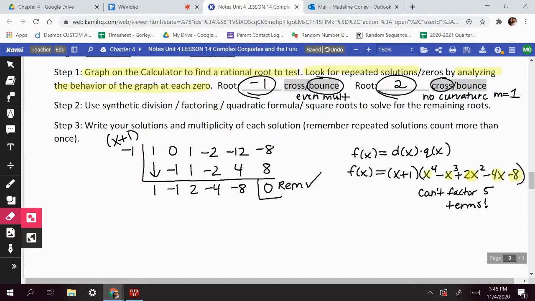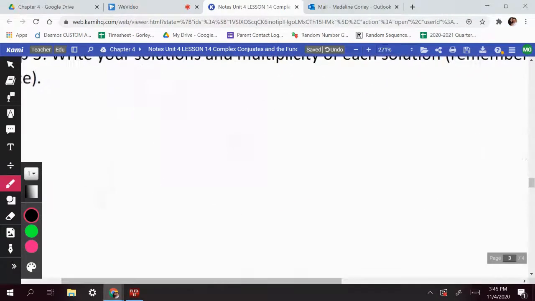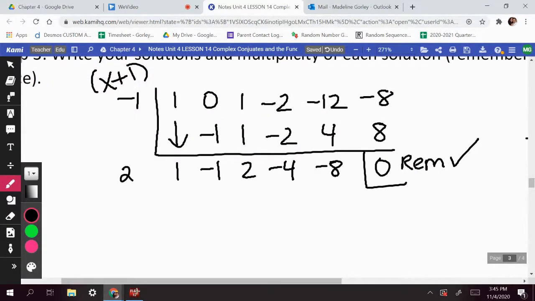Okay, so what do I want to use? Do I want to use -1 again? I could, because there was a bounce there, so I know it's going to be a repeated solution, or we could try to use 2. Let's just make a decision to use 2. I'm just going to do something different. So when I do synthetic division again, we put the 2 on the outside. Remember the remainder, we're not going to use that in this synthetic division process.